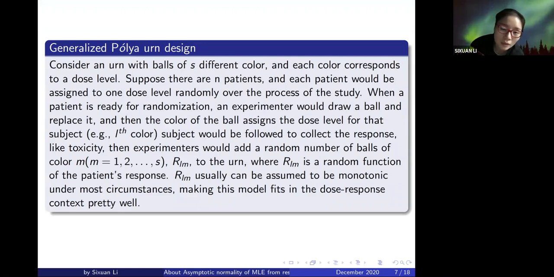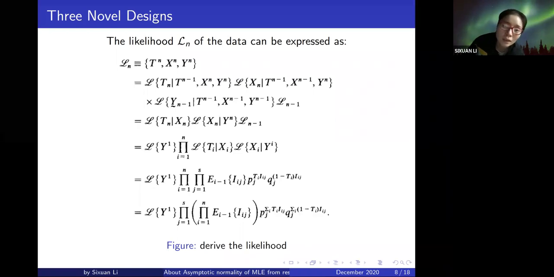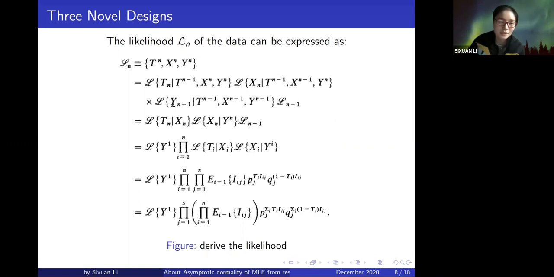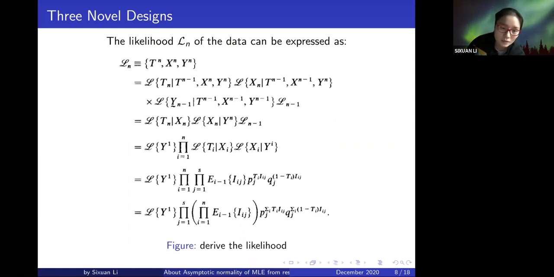Then we're going to talk about the three novel designs. One is the generalized Pólya urn design, and this is the procedure of the design. Next, please. Because of the limited amount of time, I skipped some definitions and notation here. So the likelihood is going to look like this. Tn, t to the power n, x to the power n, and y to the power n are the history of treatment assignments, responses, and the composition up to stage n-1. It looks basically like this. Next slide, please.